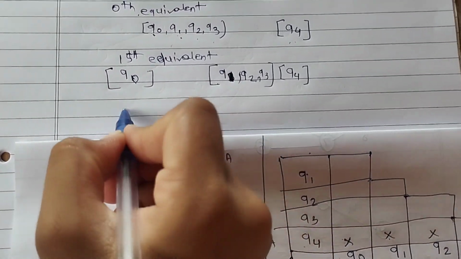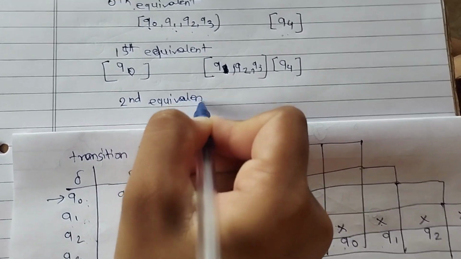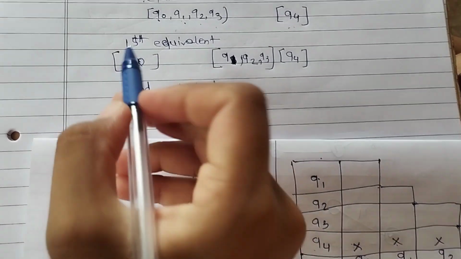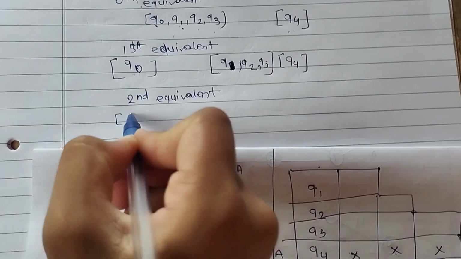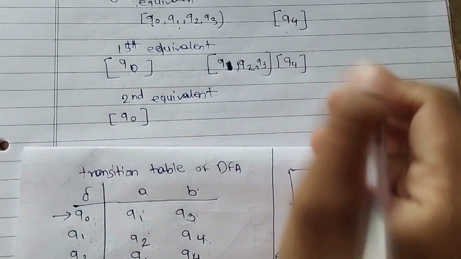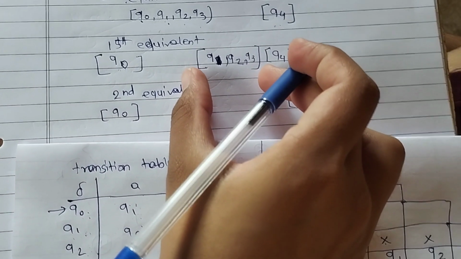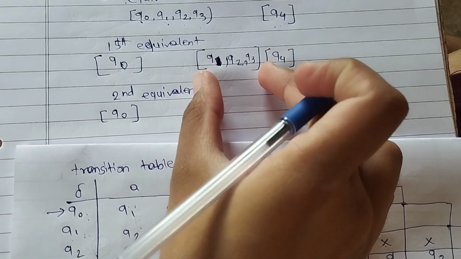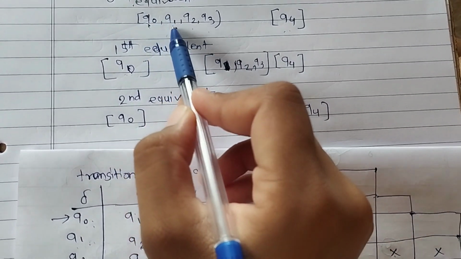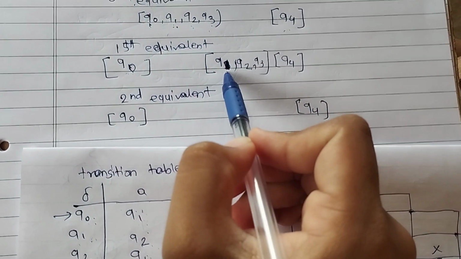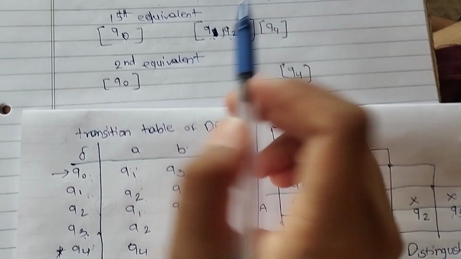Now we find out the second equivalent. So in this second equivalent, Q0 is a single element, we do not split again. So this Q0 we write as it is, this Q4 we write as it is, and now we follow the same procedure for these three elements, because these are in one group. Now same, here we pair Q0 with Q1, Q2, Q3 separately. Now Q1 pairs with Q2, Q1 pairs with Q3. So Q1 and Q2.